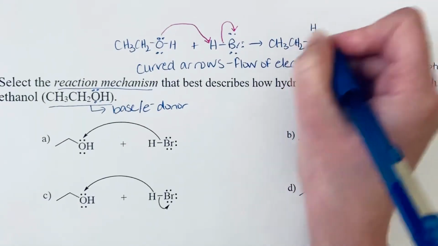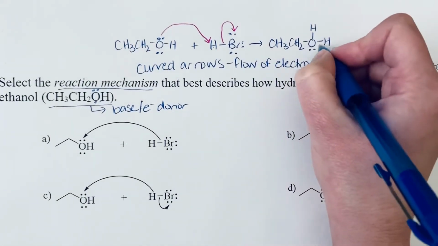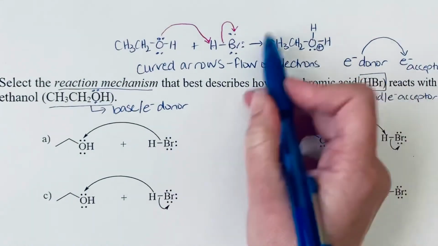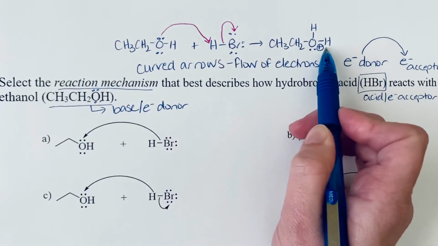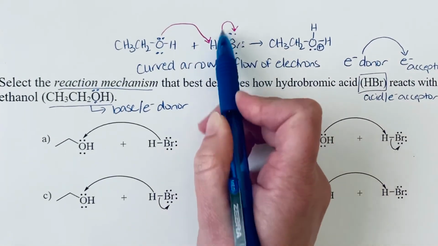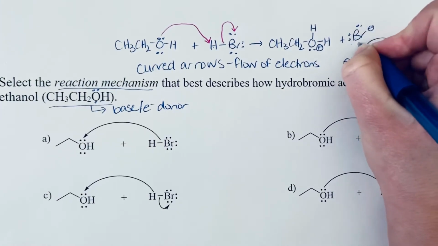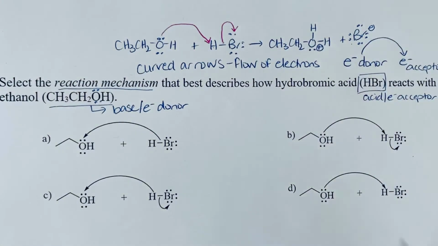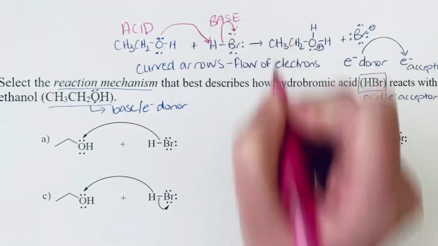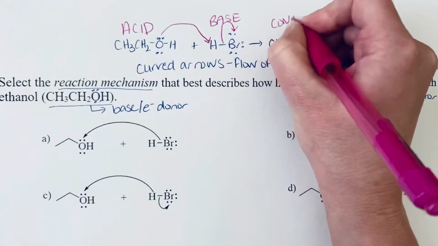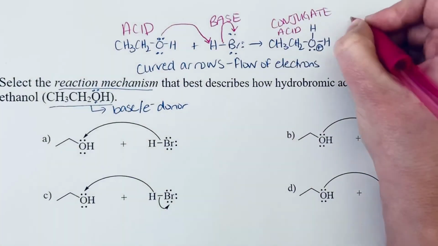So here is where we have formed this new bond between oxygen and hydrogen, which means that this oxygen now has a positive charge. And this is the conjugate acid. So if ethanol is acting as a base, it's accepting a hydrogen to form the conjugate acid. And then the bromide ion that is being formed is the conjugate base in this reaction. Okay, so we can label these. We have an acid, we have a base, we have the conjugate acid, and the conjugate base.